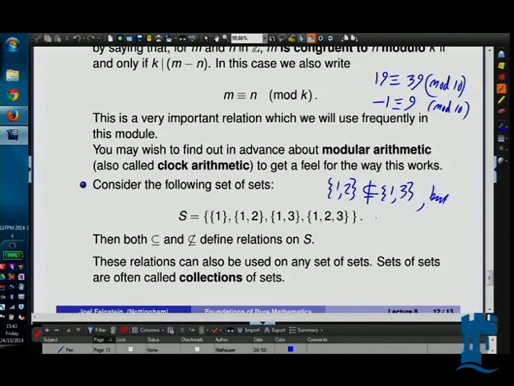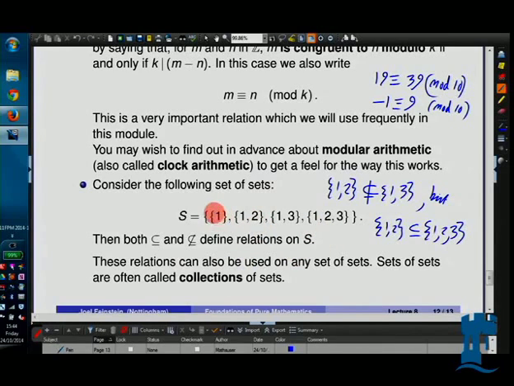But {1, 2} is a subset of {1, 2, 3}. So you can see we can compare these sets with each other, and some of them will be subsets of the other ones, and some of them aren't, and so on. And that gives you a relation on S.